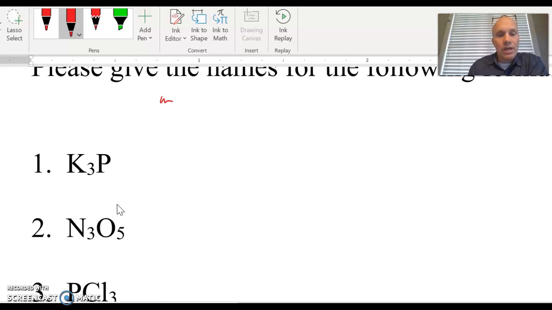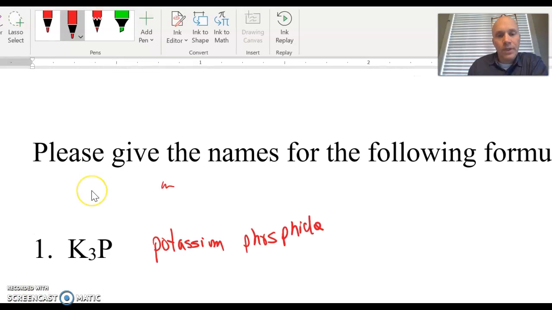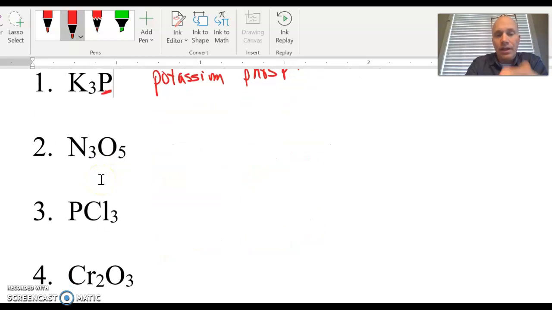All right. So again, I'm going to go kind of quicker here. This is an ionic compound right here because potassium is a metal, and its name would be potassium phosphide. All right, not phosphate because this is a monatomic ion, so it's going to end in "ide." All right. The next one is covalent. Covalent ones are the ones that need prefixes. So this is going to be trinitrogen pentoxide.